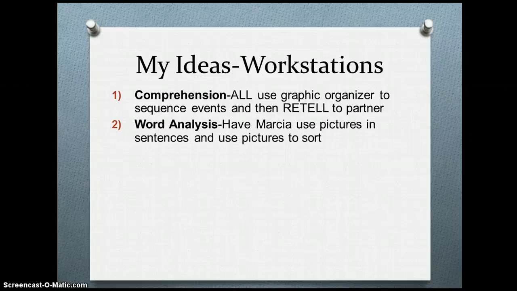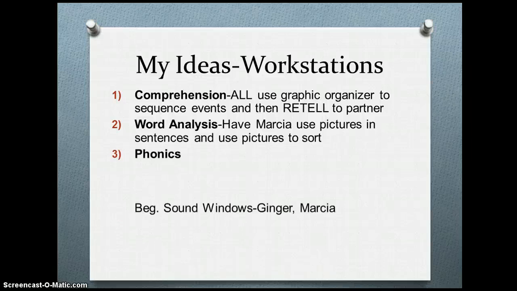Word analysis, Marcia, again, I'm going to have her use pictures and sentences and use pictures to sort since she's not at the word reading level. She's still working with pictures. I'm going to make sure I have her attend to pictures more.